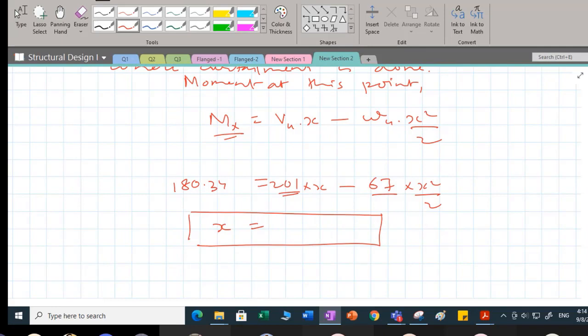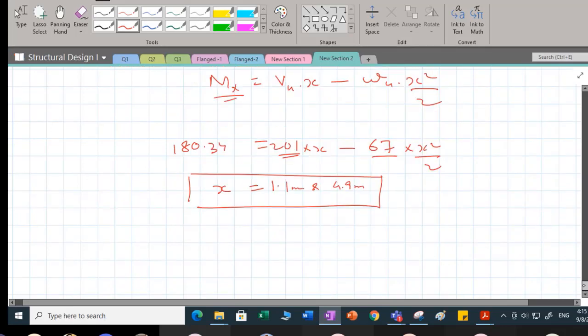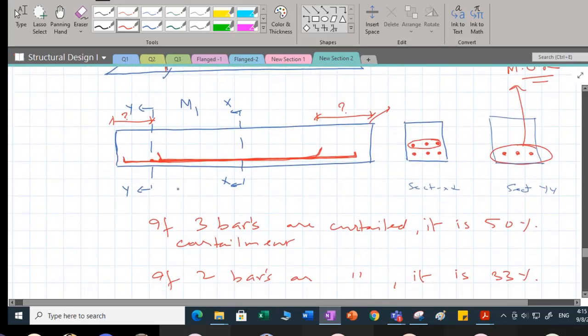Sir, 1.90 and 4.90. 1.90 and? Sorry, sir, 1.09 and 4.9. Okay, 1.09, so let me write down 1.1 and 4.9. How are you going to interpret this? Please see over here. I am curtailing this at 1.1 meter, and another I am curtailing at 4.9 meter. And you see 4.9 plus 1.1, how much is it coming? It is coming 6 meters.